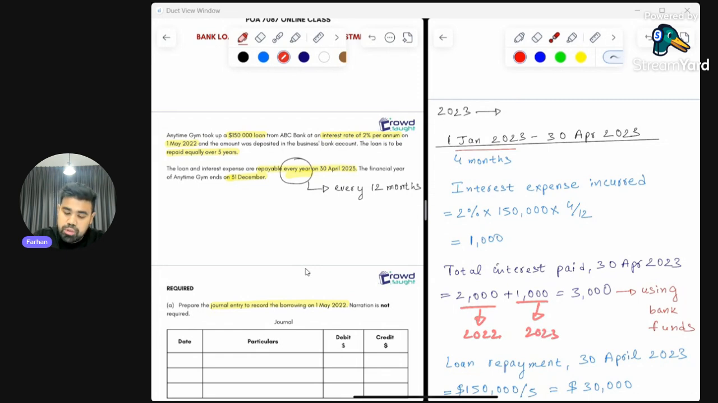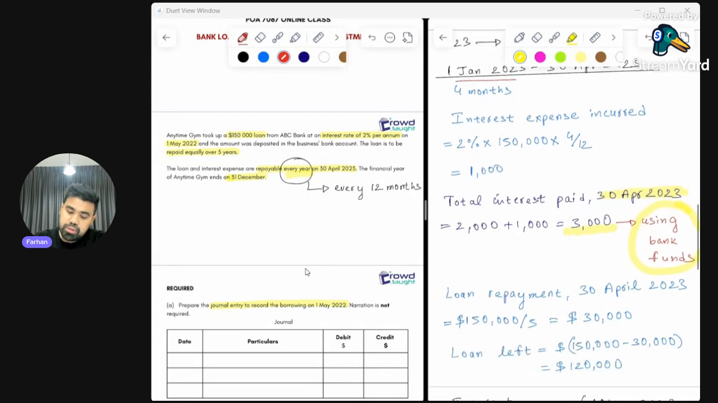Altogether, at 30 April 2023, we will be paying $3,000, and this will be paid using our funds available in our cash at bank account. Okay? Now, at 30 April 2023, we also have a loan repayment.